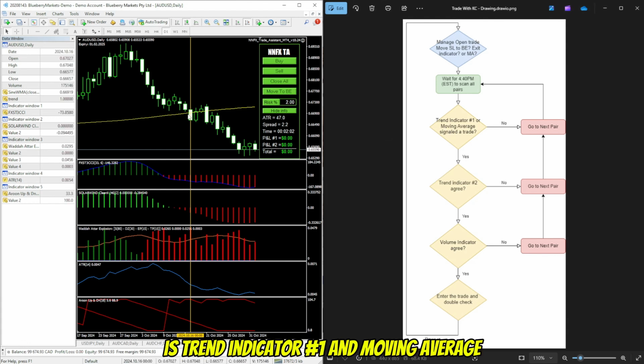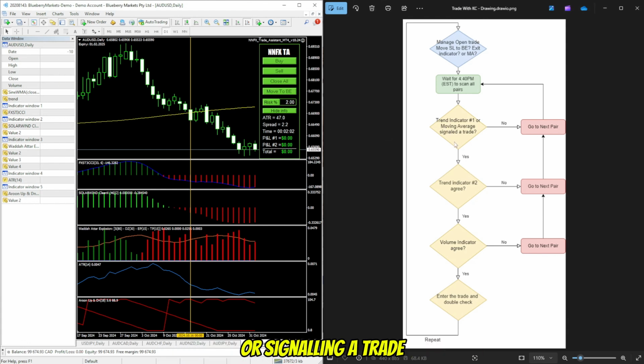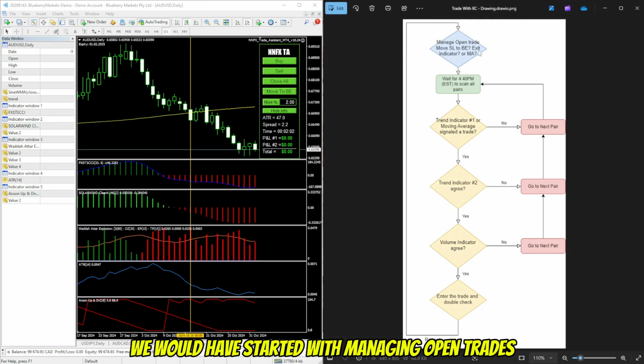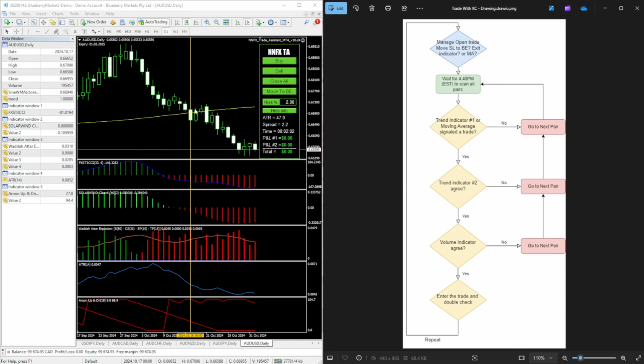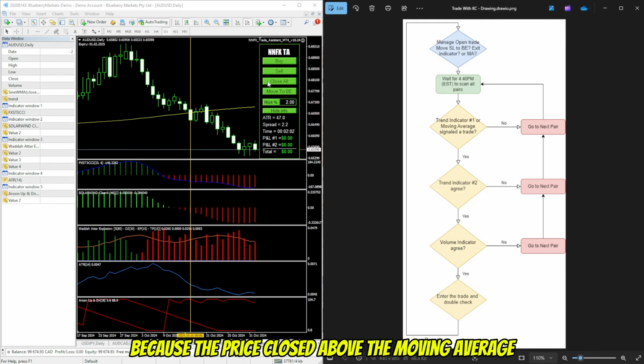Are trend indicator number 1 and the moving average signaling a trade? Yes. Does trend indicator number 2 agree? Yes. Does the volume indicator agree? Yes. We would have entered a short here. 24 hours later, we would have started managing open trades. We exit here because the price closed above the moving average.